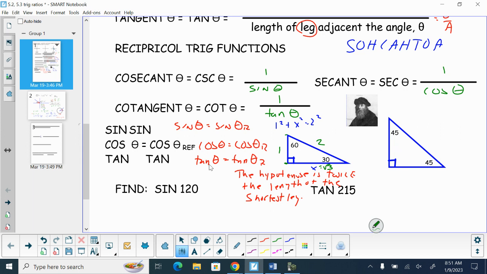For an isosceles right triangle, the sides opposite equal angles will be equal lengths. So we have a 1, 1 here. Using our good old buddy Pythagoras, we have 1, 1, and the third side is the square root of 2.